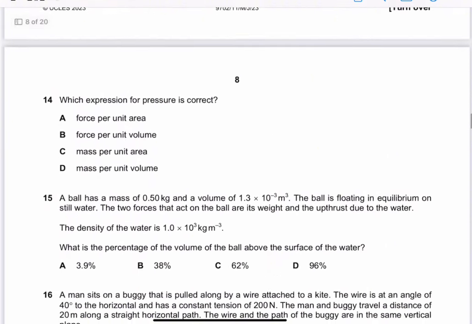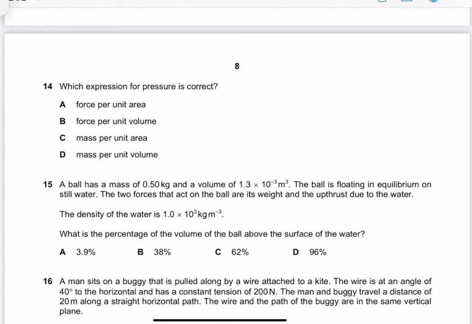Okay, moving on to question number 14. Which expression for pressure is correct? Pressure is the force per unit area. So the answer is A.